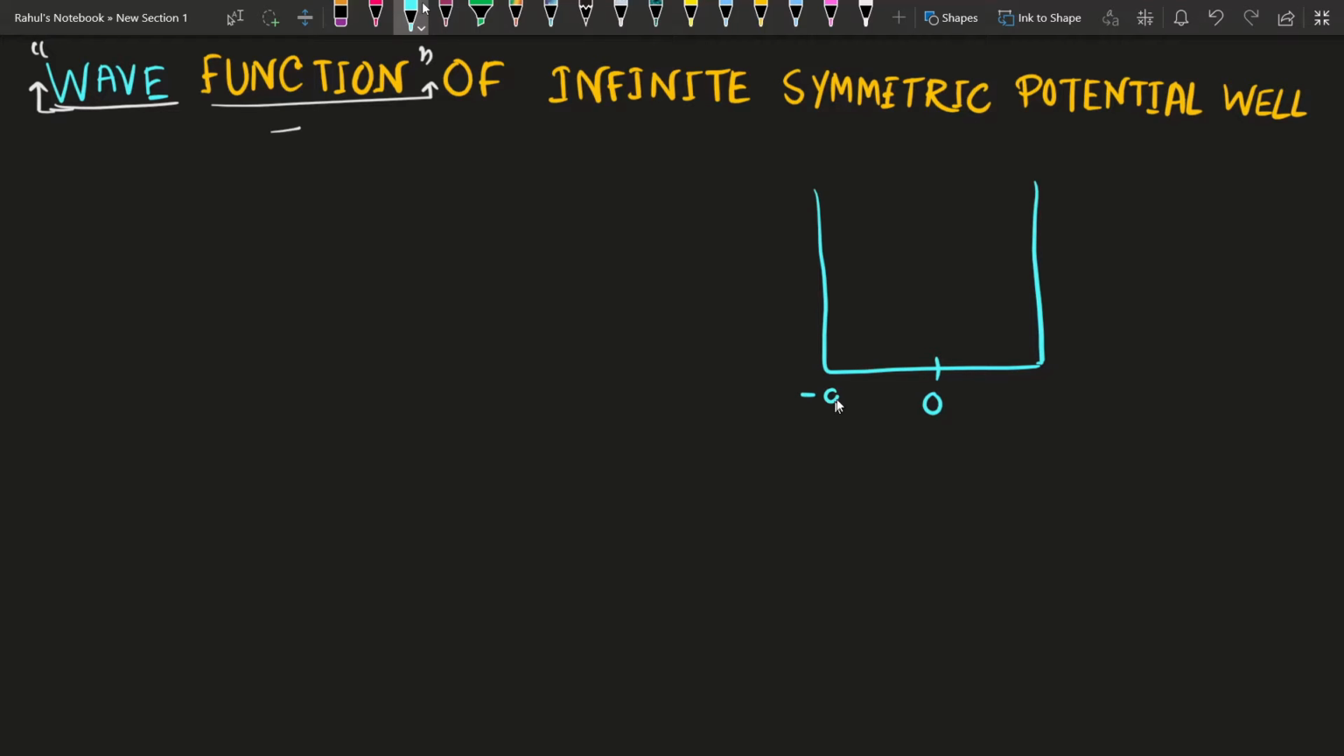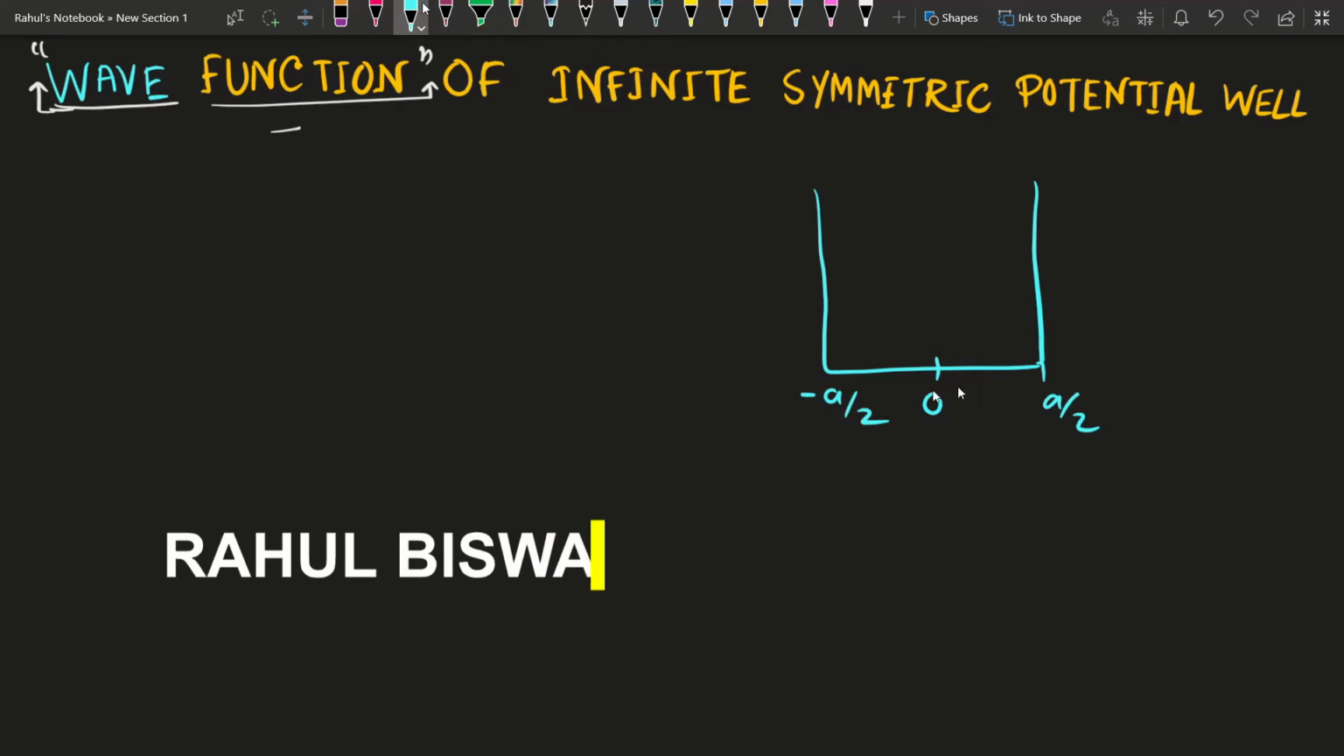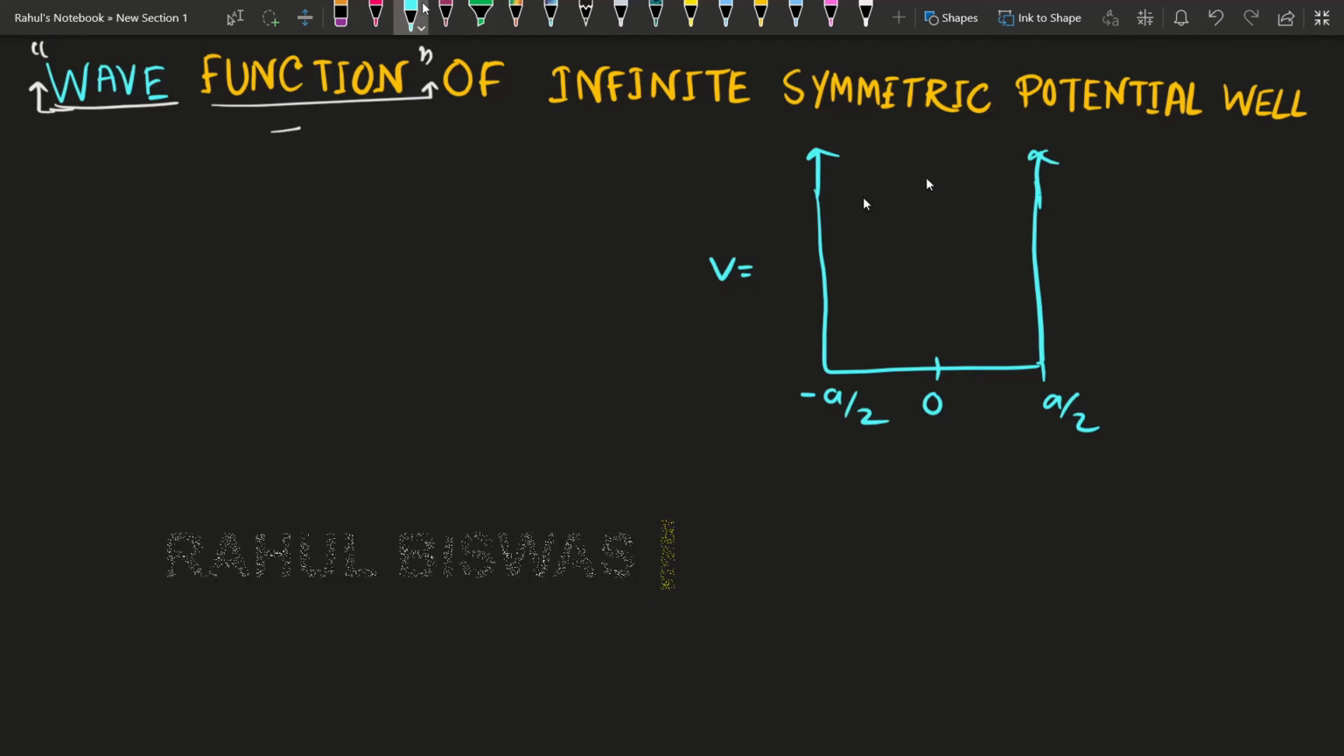This is minus a by 2. This is plus a by 2. This is a 1D box or symmetric potential well, where outside this wall, this is infinitely long. Okay, this is infinitely long. Outside this well the potential is infinity, and inside it the potential is 0.